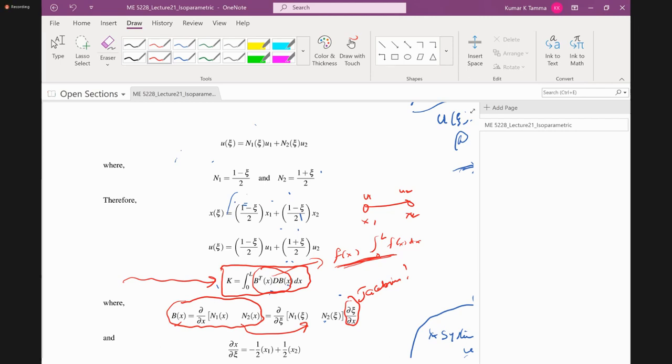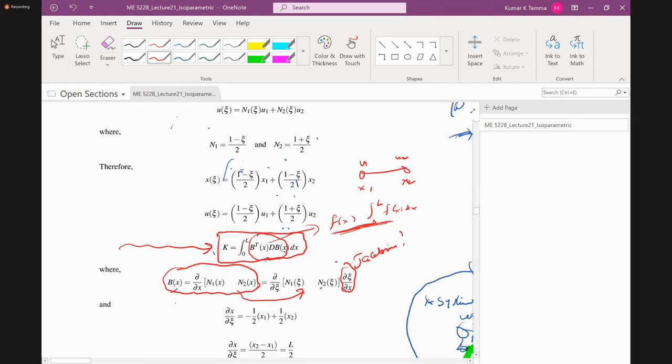Therefore, but b is du by dx. B of x by definition is du by dx. But u is n1, n2, and u is equal to this one, right? In the x system, it's dn1 by dx, dn2 by dx, b. But now I'm changing it to casi system. It's d by d casi of dn1 by d casi and d by d casi of dn2 by d casi times d casi by this. This is u part in casi system, u part. So if I take the mess out so that you'll see it clearly.